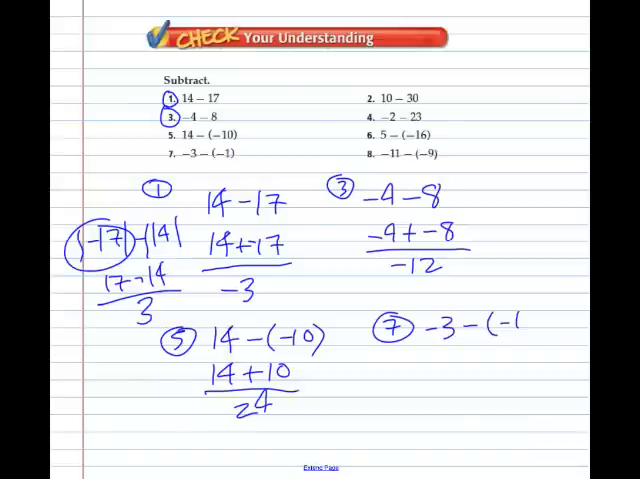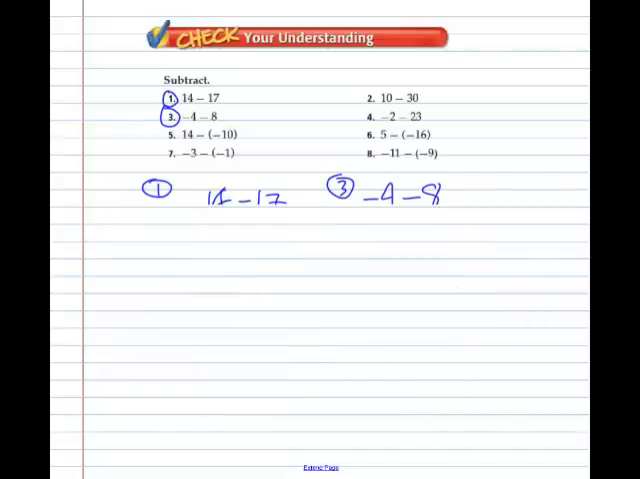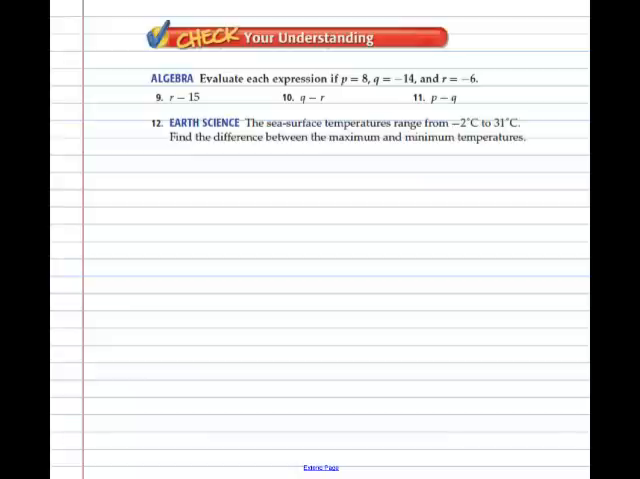And number 7, negative 3 minus a negative 1 becomes negative 3 plus 1. Again, absolute values, the absolute value of negative 3 minus the absolute value of 1. 3 minus 1 is 2. The negative absolute value is greater. So our answer is negative.